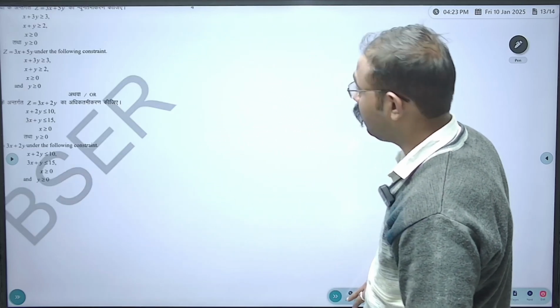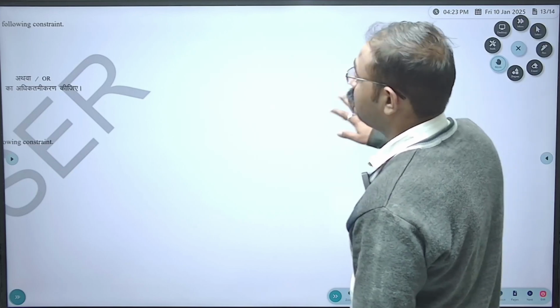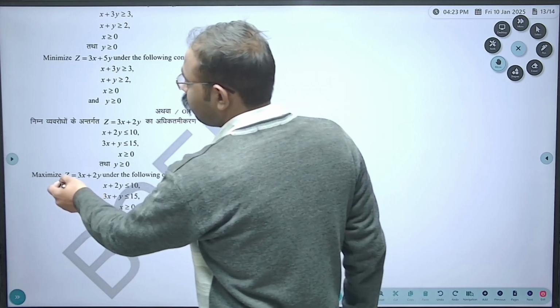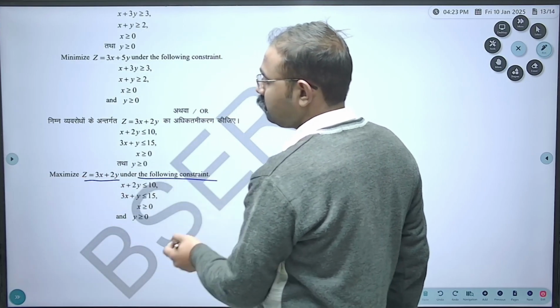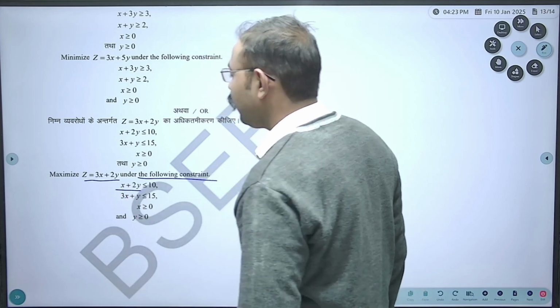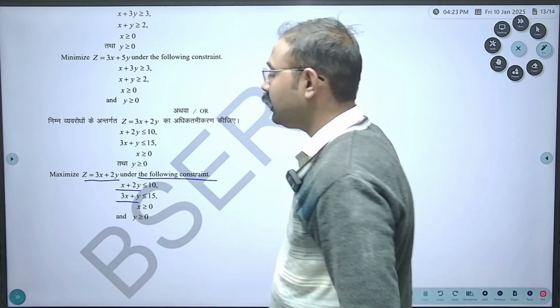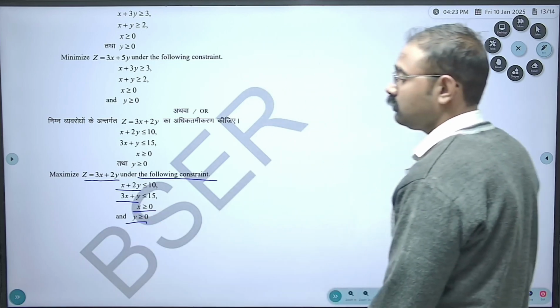Very simple. This is a question of graph. So we have to maximize z equals 3x plus 2y under the following constraints. First one is x plus 2y is less than or equal to 10. Second is 3x plus y is less than or equal to 15, and x and y both are greater than or equal to 0.